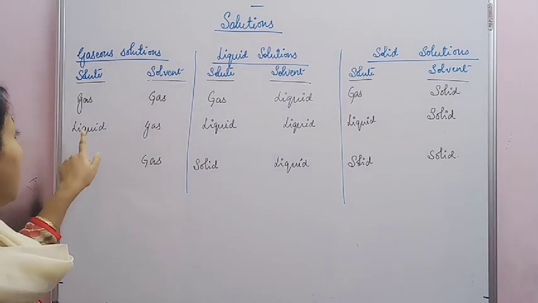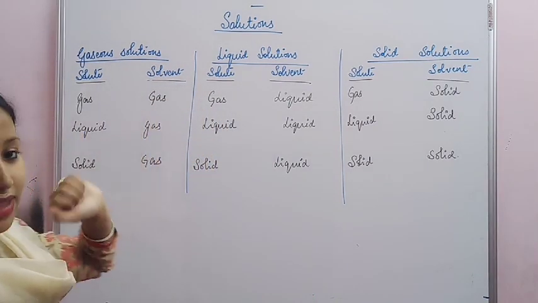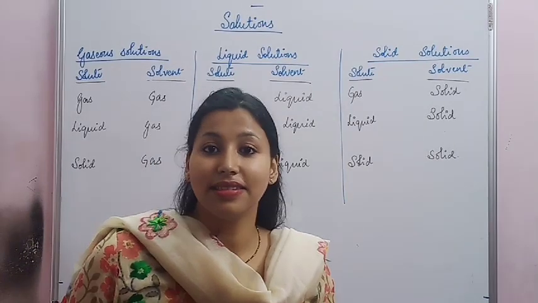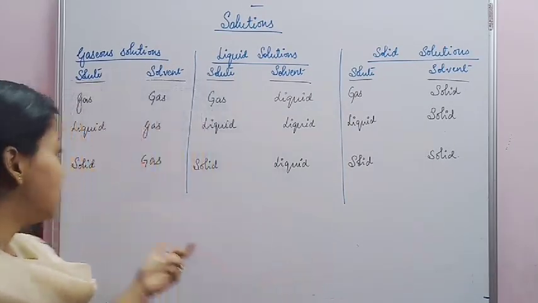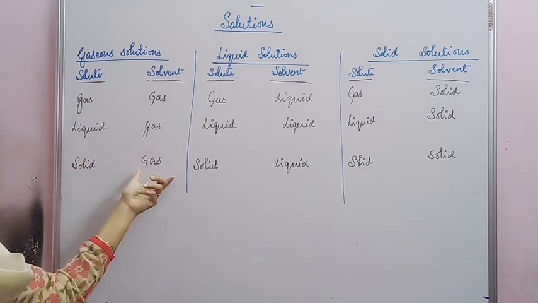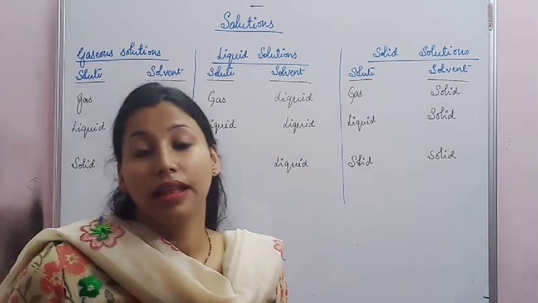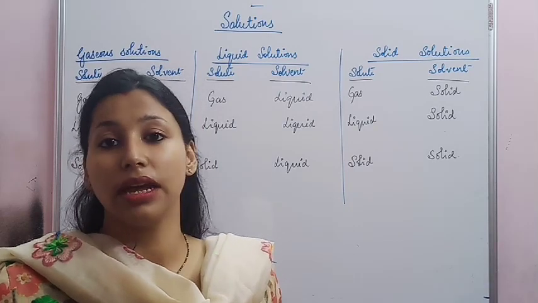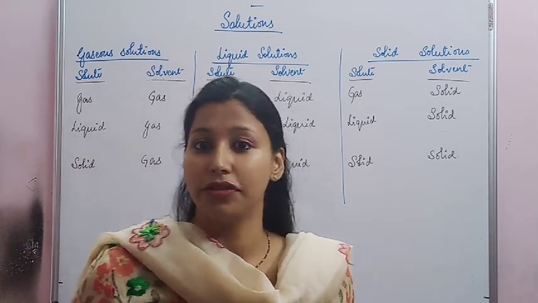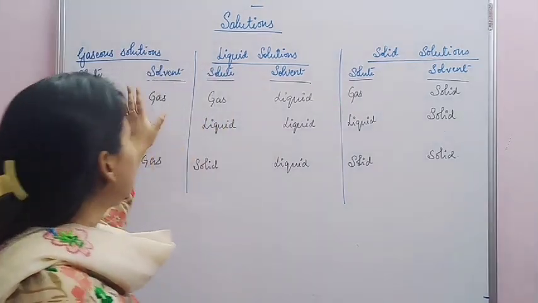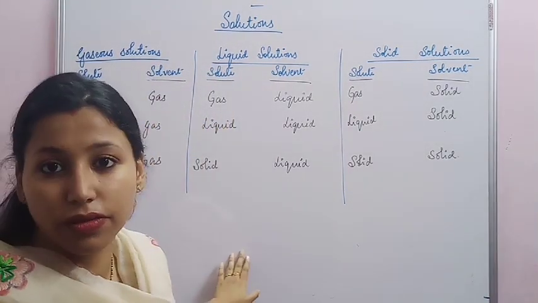Second, liquid in gas. Let's take the example of moisture dissolved in air. Third, solid dissolved in gas, like dust particles dissolved in air. You can also take the example of naphthalene dissolved in air. So this is about gaseous solutions.